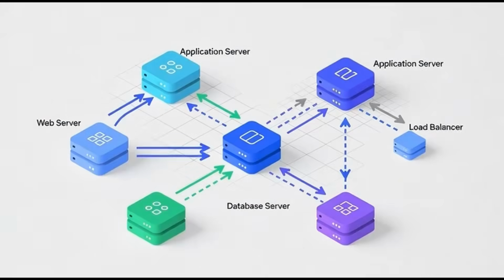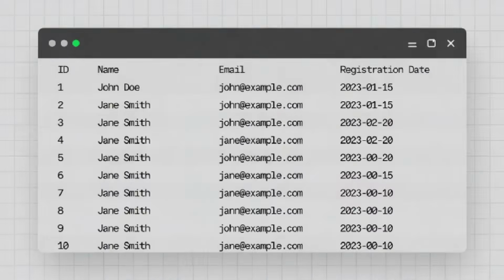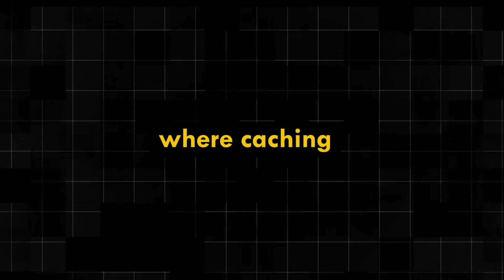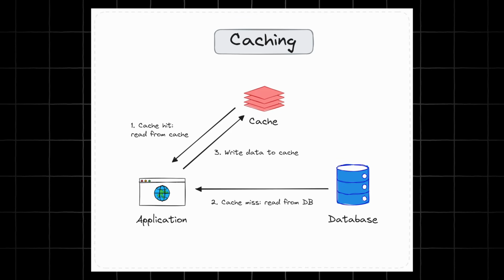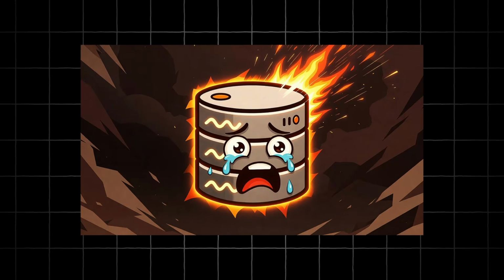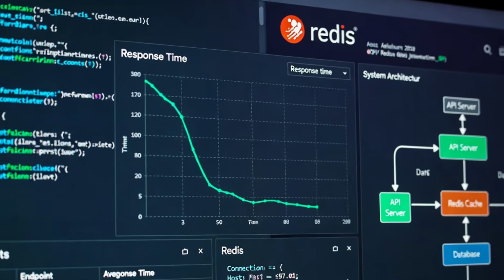Even with multiple servers, if every single request forces the database to scan millions of rows, things will still be slow. This is where caching comes in. Tools like Redis or Memcached. Instead of doing the hard work every time, the application stores the frequently used data in memory. It's like keeping our house keys on a hook by the door instead of searching the whole house every morning. This reduces the load on the database and cuts down response times significantly.